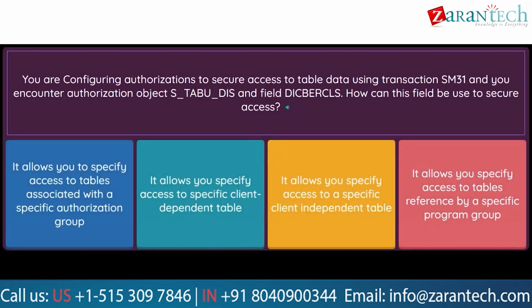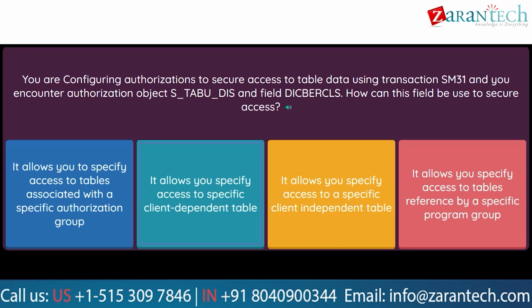Question: you are configuring authorizations to secure access to table data using transaction SM31 and you encounter authorization object S_TABU_DIS and field DICBERCLS. How can this field be used to secure access? Option 1: it allows you to specify access to tables associated with a specific authorization group. Option 2: it allows you to specify access to a specific client dependent table. Option 3: it allows you to specify access to a specific client independent table. Option 4: it allows you to specify access to tables referenced by a specific program group.